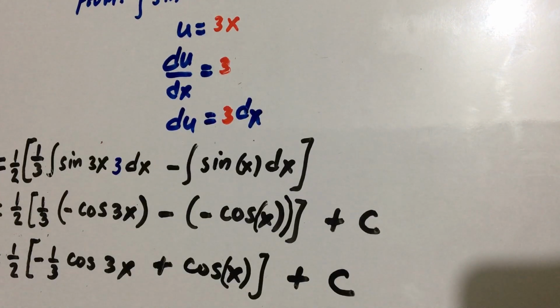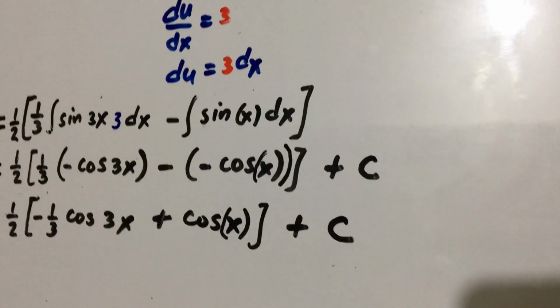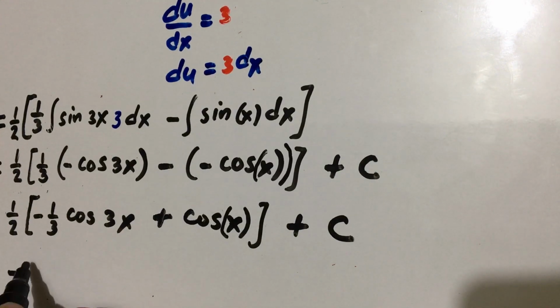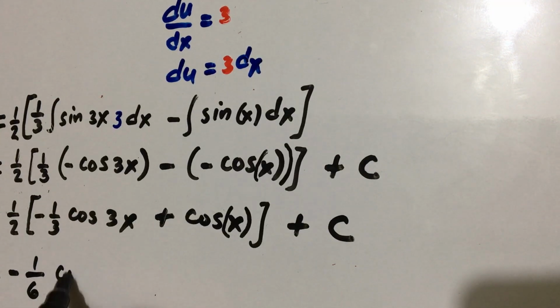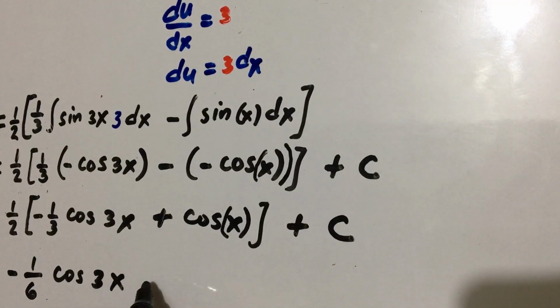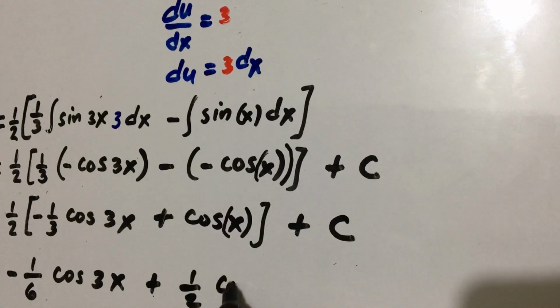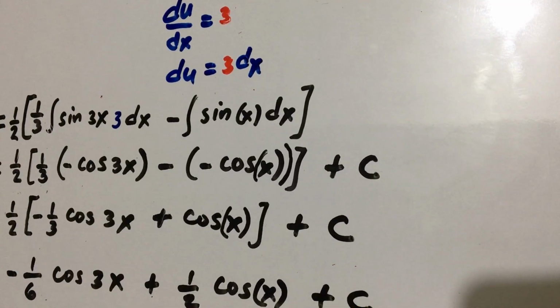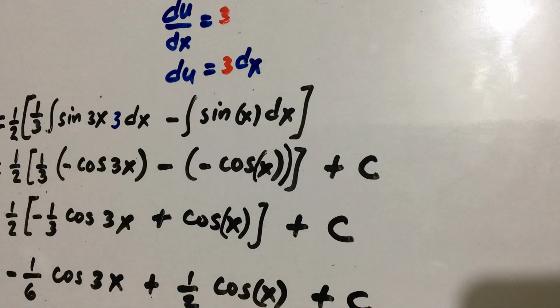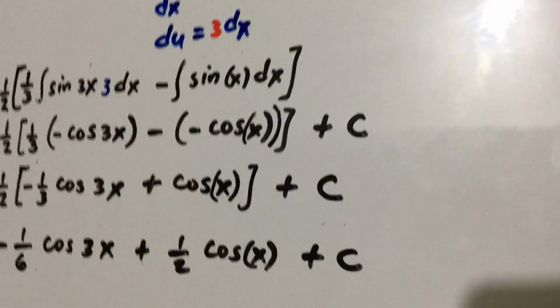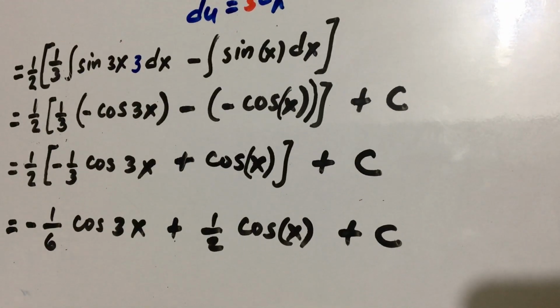Okay, so this can be our final answer, or you can distribute 1/2. When you distribute 1/2, this becomes minus 1/6 cosine 3x, then plus 1/2 cosine x, then plus c. So this is our final answer. Okay, any question?